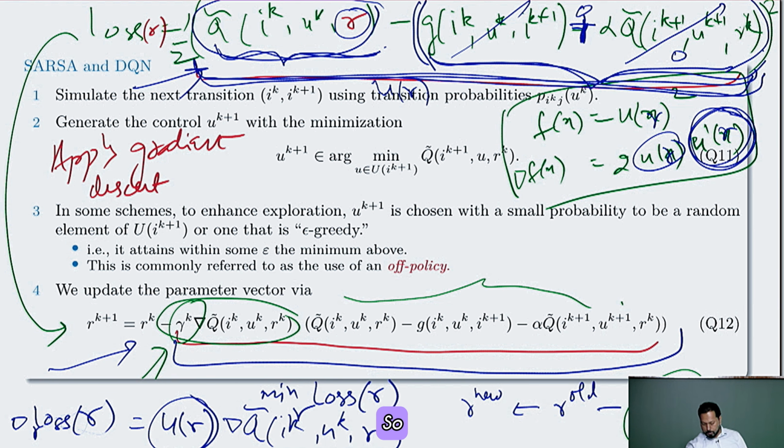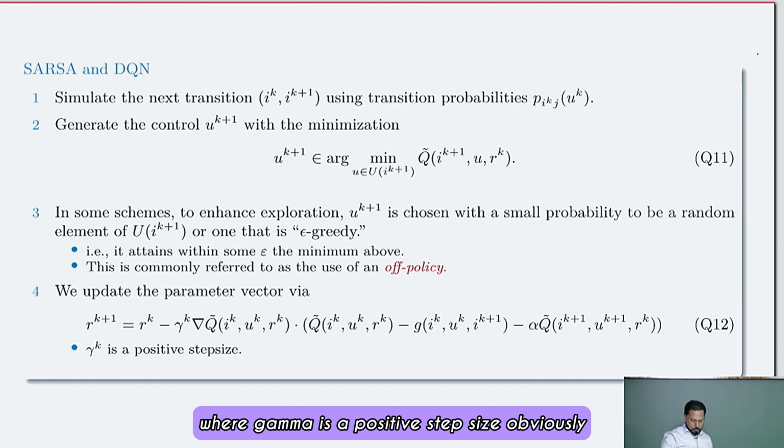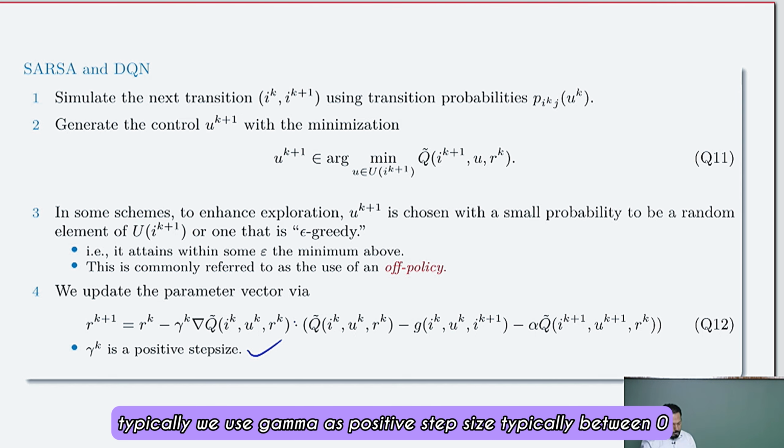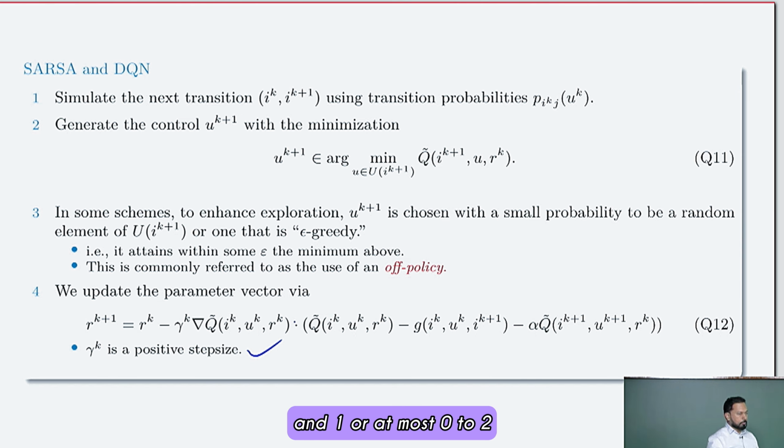Okay, so this is what it's trying to do, right? Where gamma is a positive step size. Obviously, typically we use gamma as a positive step size, typically between 0 and 1, or at most 0 to 2.